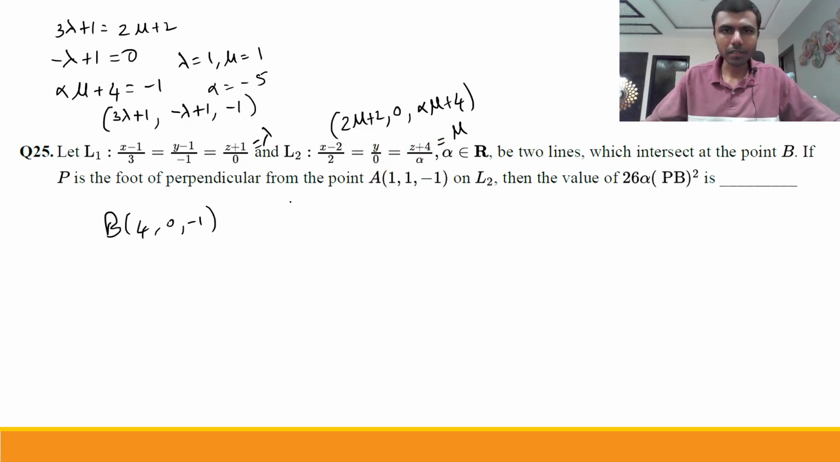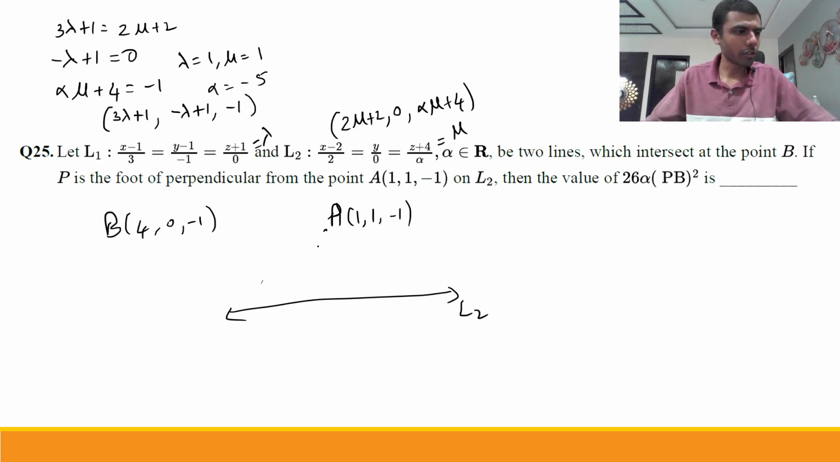Now, how to get P? It's very simple. P is the foot of perpendicular from A. A is 1, 1, minus 1. And what is this line? Line is our L2, right? Any random point on L2 is given by 2 mu plus 2, 0, alpha mu plus 4.